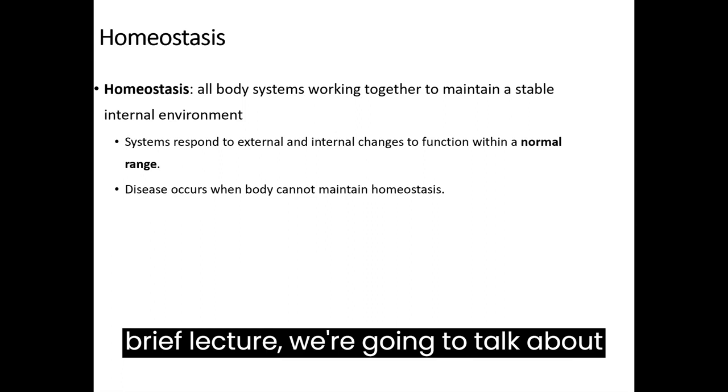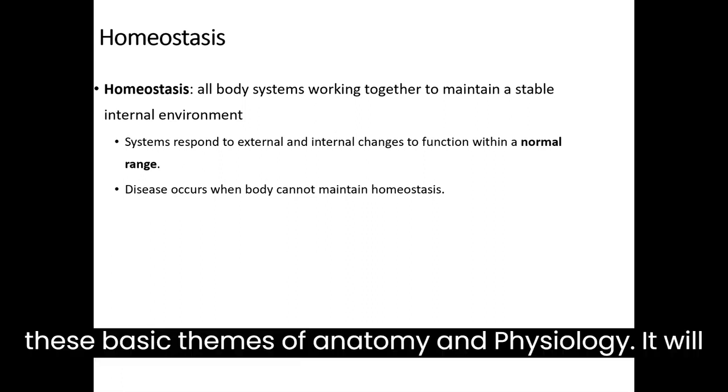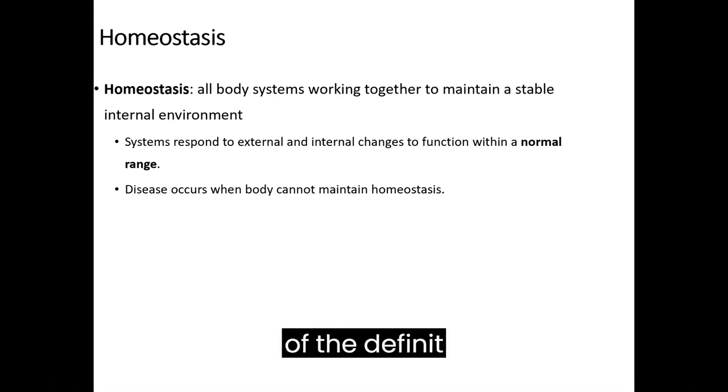So in this brief lecture, we're going to talk about the core principles in A&P, because it's really important that you understand these basic themes of anatomy and physiology, as it will really help you as you learn material in A&P 1 and 2. So the first theme is homeostasis, and we know that all body systems work together to maintain a stable internal environment. That's kind of the definition of homeostasis.